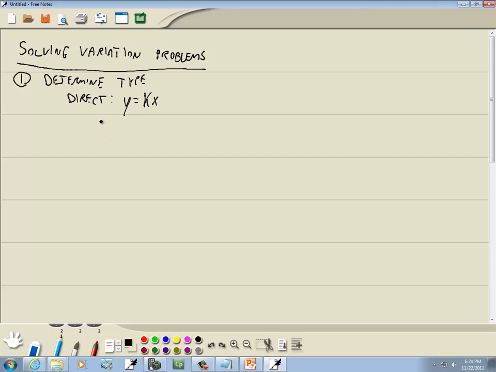This would be if I increased, let's say I started giving free points on tests. Just 20 points because I feel like it. Student doesn't have to do any work. Well, the student's happiness would go up. So as the number of free points goes up, the student's happiness goes up.